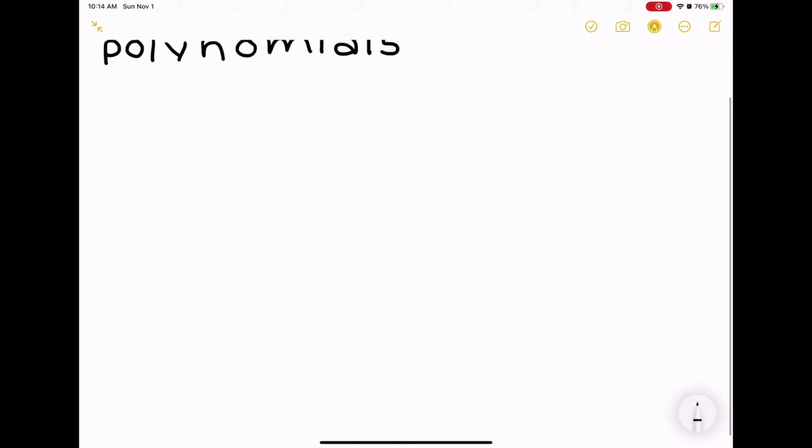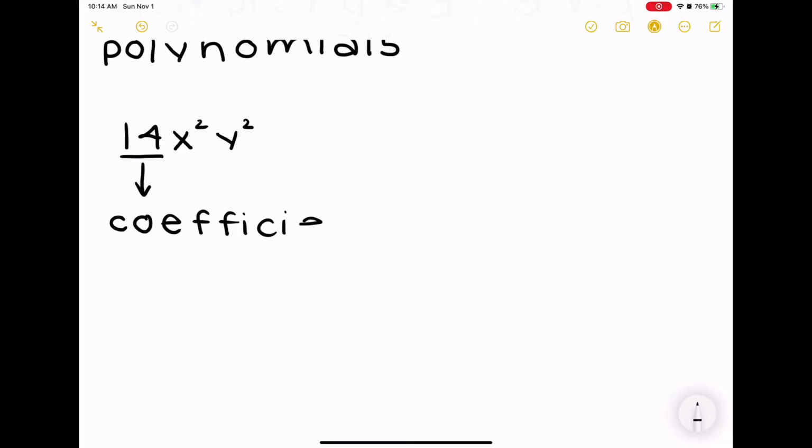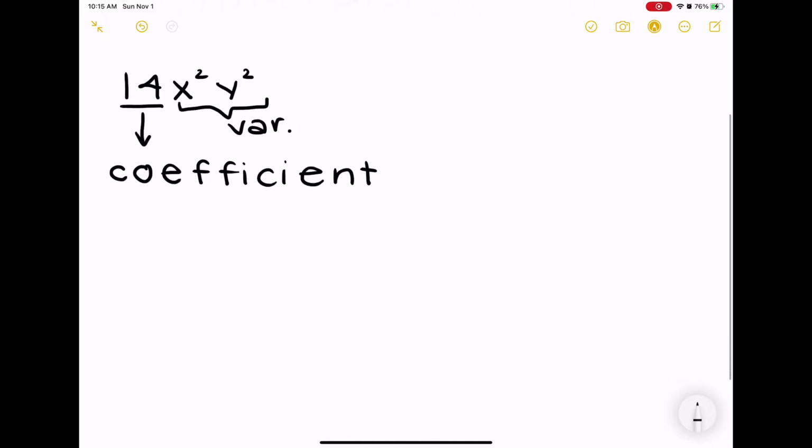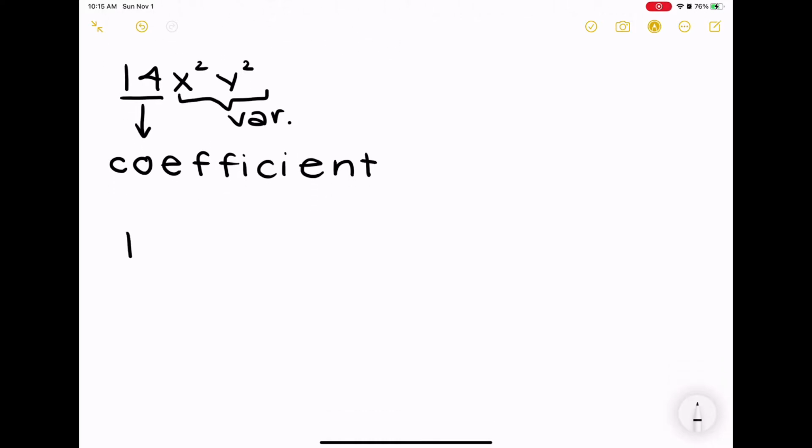So firstly, let's go over the different parts of a polynomial. Let's say we have 14x squared y squared. In this case, the coefficient will always be the number before the variables. So in this case, it's 14. And those two are the variables, and they can have exponents or not. Watch my video about exponents also so this video makes more sense.